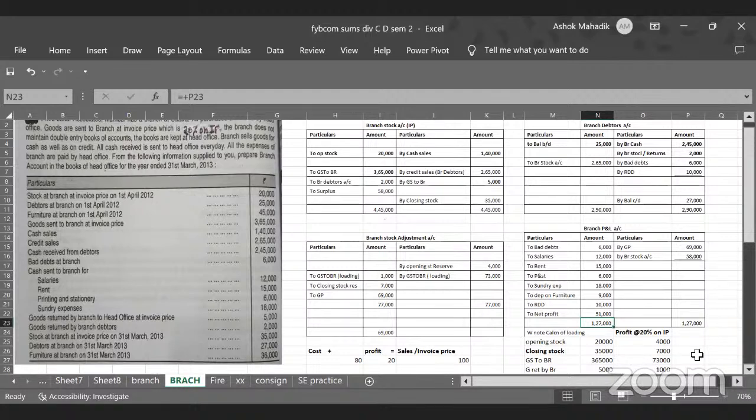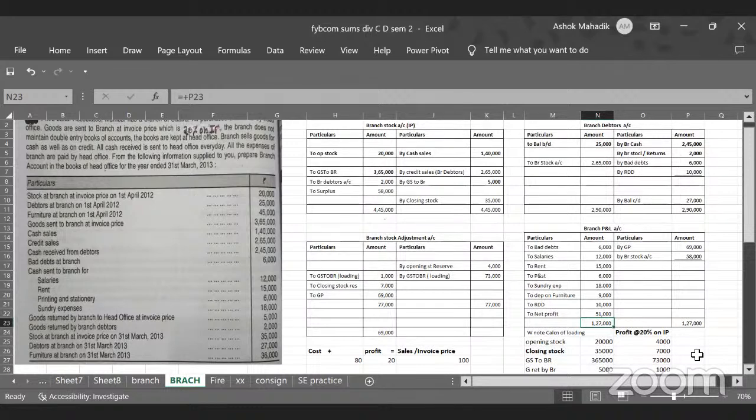Simple posting is required. I hope you understood the sum. So whenever any percentage is given, don't be afraid of that percentage. Keep it pending. Okay, once all the posting is done, you calculate the loading on these 4 items. Which 4 items I told you? Opening stock, closing stock, goods sent to branch, and goods returned by branch. On that, apply that percentage which is given. You will get the loading amount.